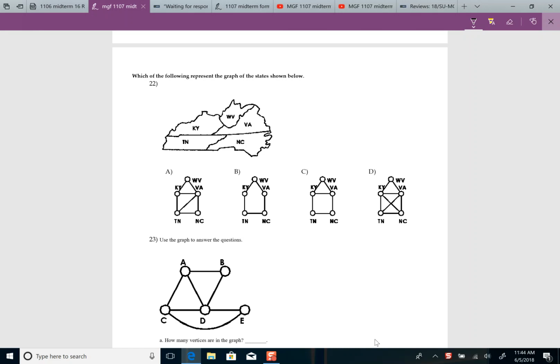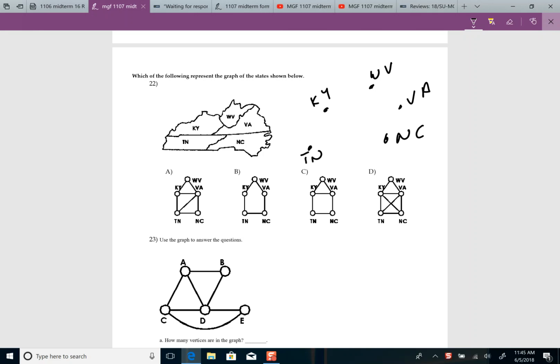Alright, so this is part 2 of the midterm review, and in this part we will go over graph theory. So the first one, you can see it has a graph of some states and asks you which of the following represent the state shown. Definitely this is going to be multiple choice on the test because as a computer test I just can't make you graph. So what you want to look for is the connections, and if you wanted you could kind of draw your own. Here's West Virginia, here's Virginia, here's North Carolina, here's Kentucky, and here's Tennessee.